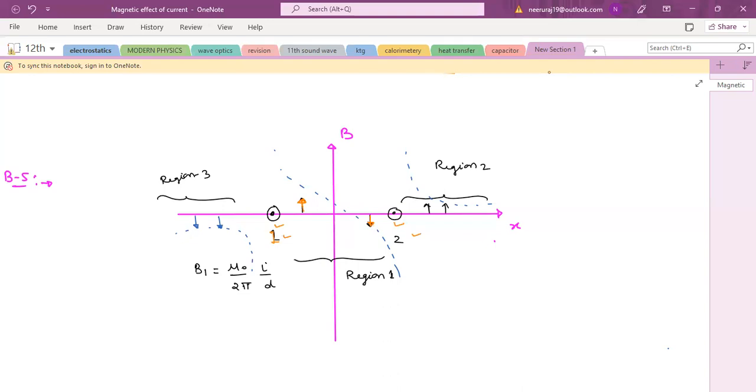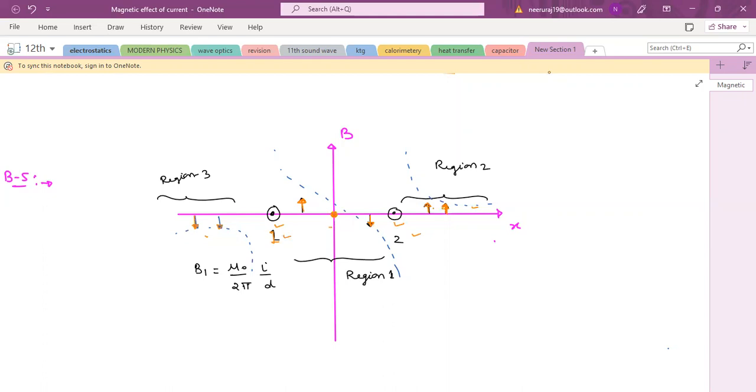Right. If you see the field in region number 2, the field is going to be upside because of both. In region number 3, the field is going to be downside because of both. But it's very simple. In region number 1, you need to subtract them. In region number 2 and 3, you need to add them. One more thing, your field at this point must be 0 because they are opposite. At the center, this must be 0.